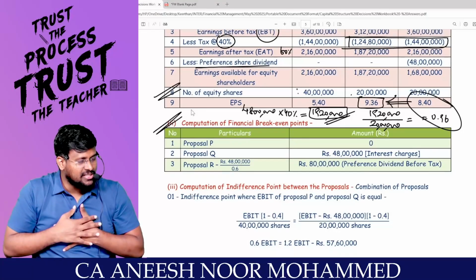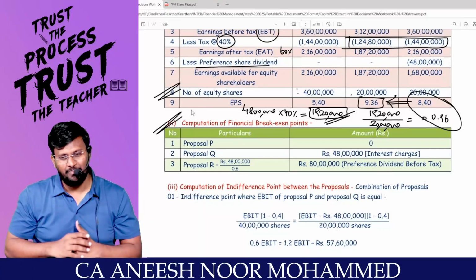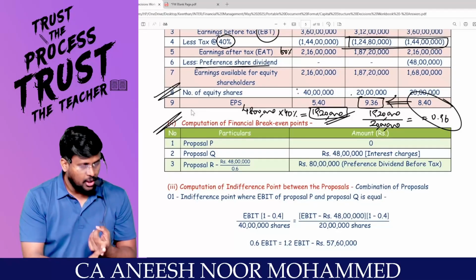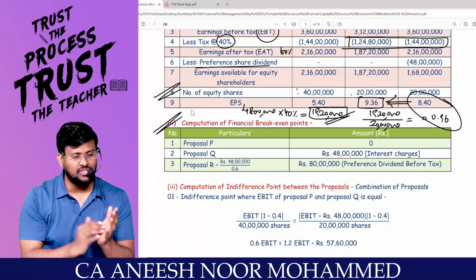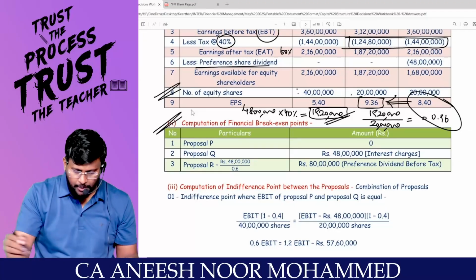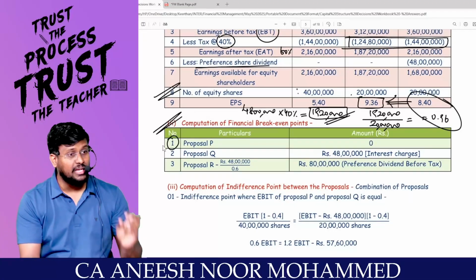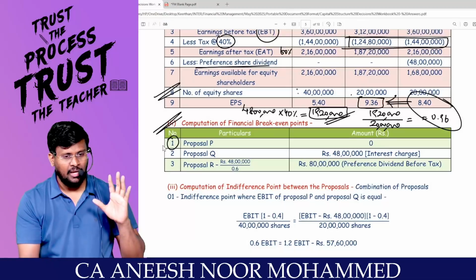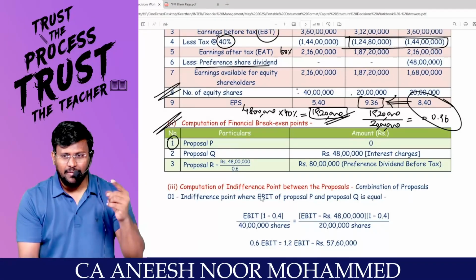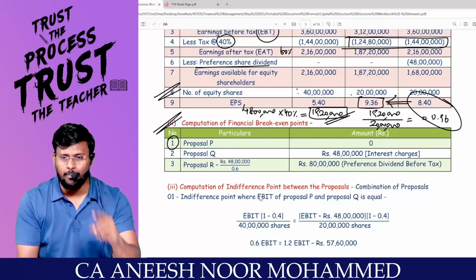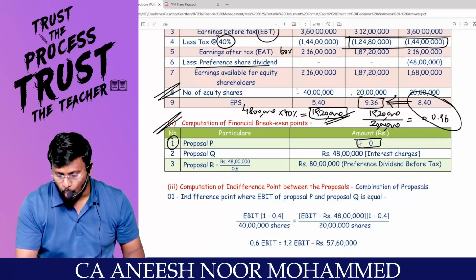Equity shareholders are saying that you paid interest, you paid preference dividend, and you paid tax on preference dividend. Are you totally with me? So in proposal number 1, there is no debt at all. If there is no debt and no preference, there is no question of financial break-even point at all. That's why it is 0.